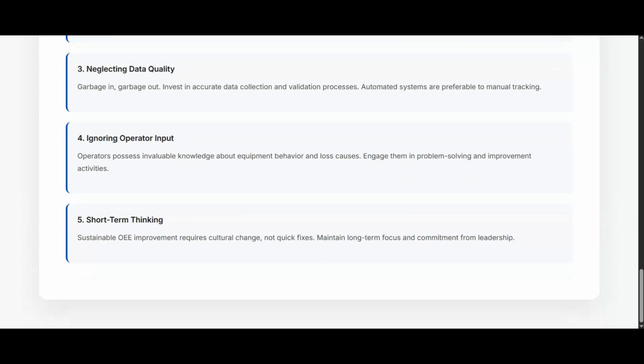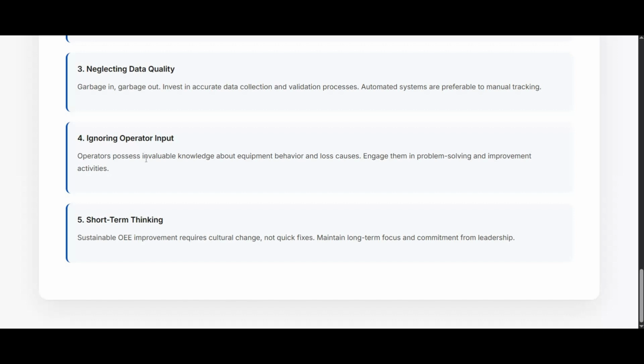Another important topic, and I value that, is the role of operators. Operators are the ones who live with the machines every day. They know the subtle noises, vibrations, and quirks that no sensor can detect. If you leave them out of the process, you are throwing away a gold mine of information. Engage them in problem solving, encourage their feedback, and make them part of improvement discussions. Not only does this boost morale, but it also leads to smarter, faster, and more grounded solutions.